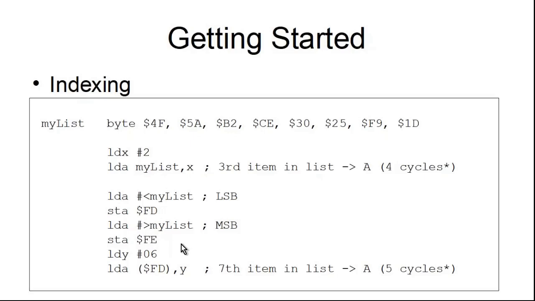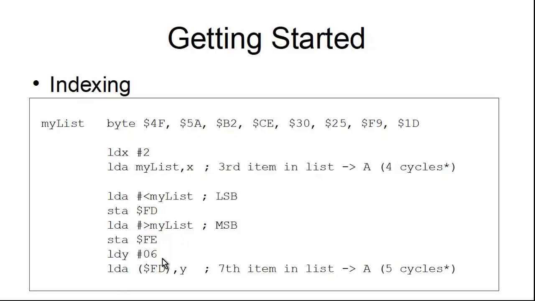The reason is that when you call the LDA instruction, it's only going to reference the low byte. So internally, the CPU is going to assume that the high byte of the memory that stores the MyList address is going to be the next byte after it, which in this case is FE.